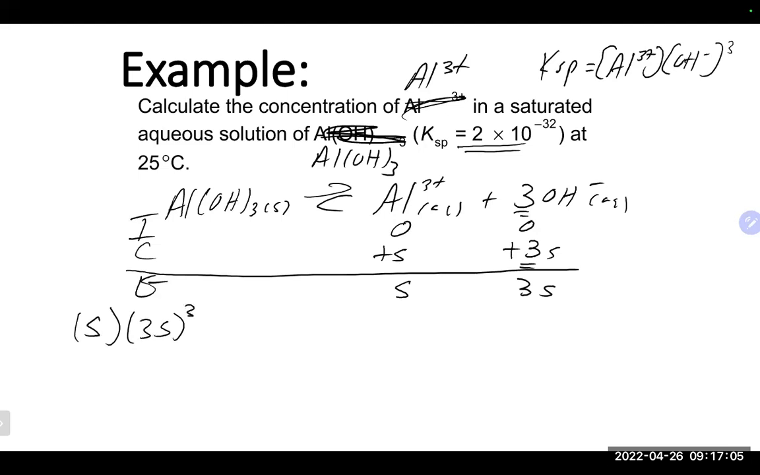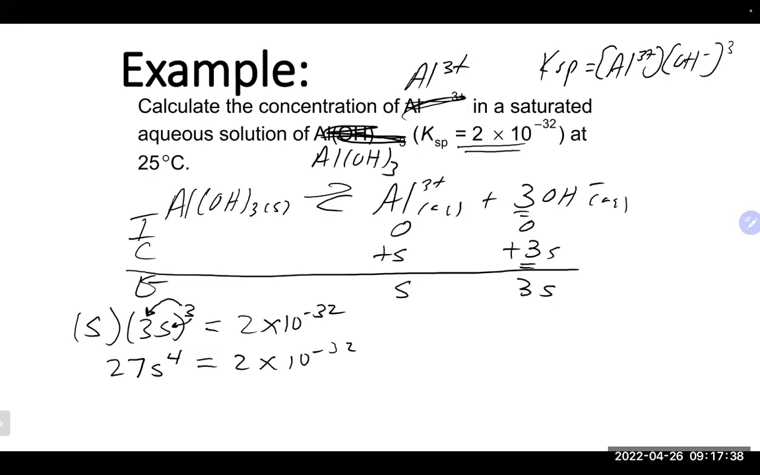And once again, making sure we cube it is equal to our 2 times 10 to the minus 32. That gives us a 27 S to the 4th is equal to 2 times 10 to the minus 32. You want to make sure you cube the S, but most people will miss the cubing of the 3 there. So 3 times 3 is 9, times 3 is 27. So that's an important one. Oftentimes missed. People kind of take care of the S, but not the number.